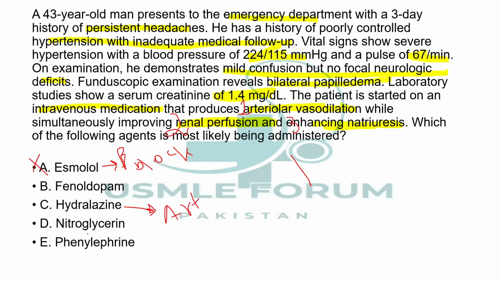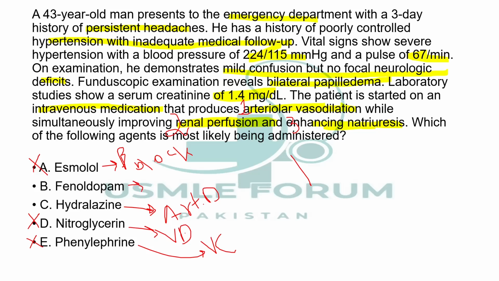All right, let's look at others. Nitroglycerin is also the wrong answer because this is a venous vasodilator. Venous. And phenylephrine is an alpha agonist. So this is also a wrong answer because it is going to vasoconstrict, and this is going to vasodilate. This is also arterial dilation.